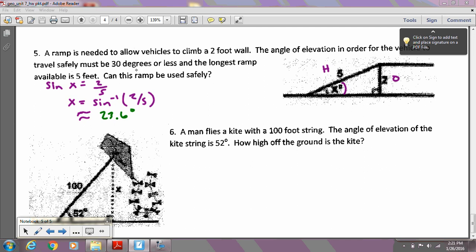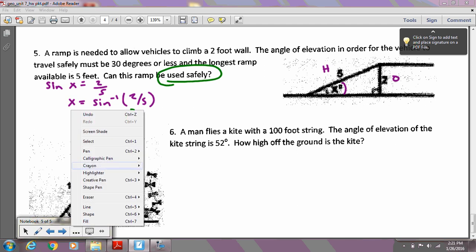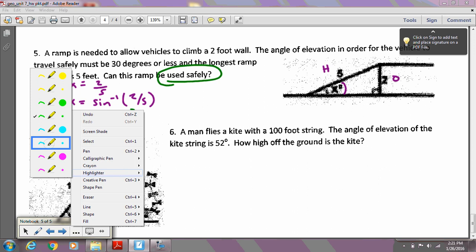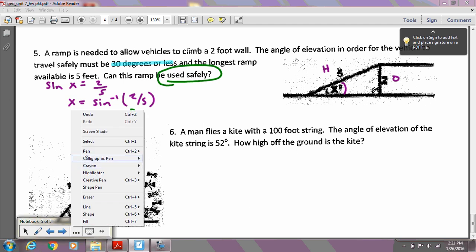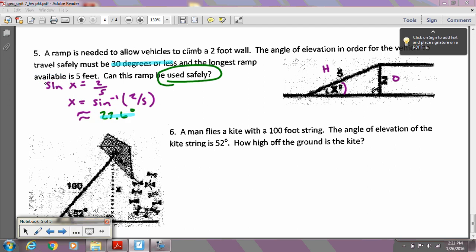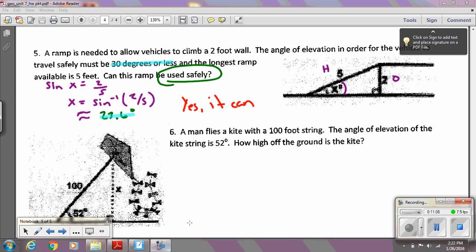Now, it's asking, can it be used safely? Safely said the criteria had to be 30 degrees or less. 30 degrees or less. And since my angle is currently 23.6, the answer is yes, it can be used safely. This concludes your tutorial on this assignment. Good luck on finishing the even problems.